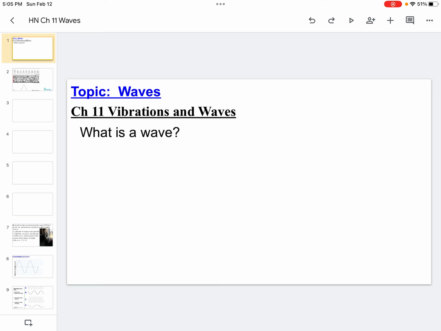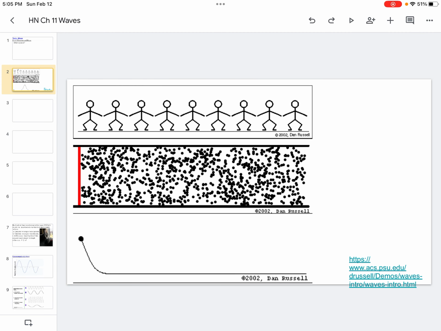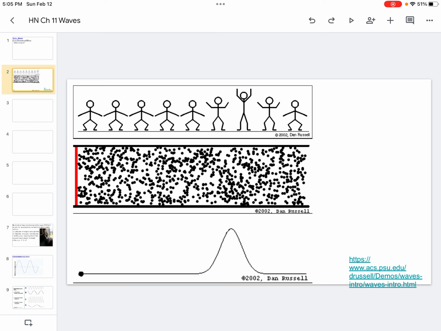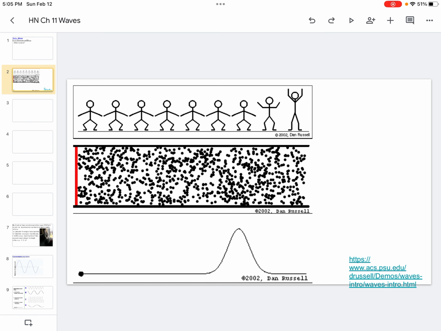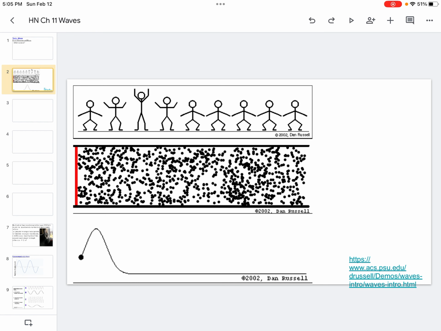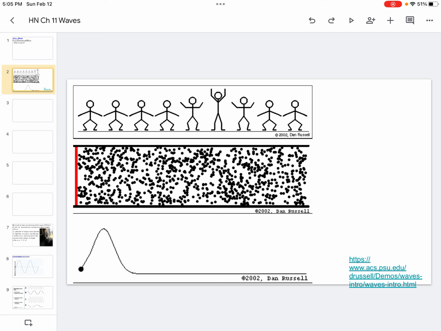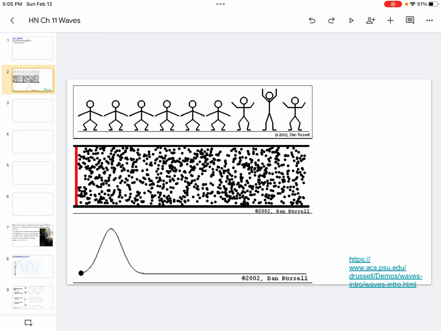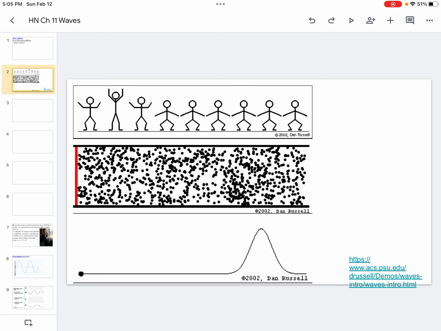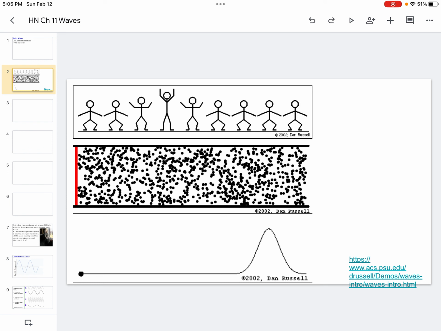If we look at some animations of waves, in the top one you've got people doing the wave. In the middle one you've got a wave traveling through matter. And in the bottom one you have a wave traveling along a string. Think about the particles and observe the particles in each one, and notice how the particles themselves move. And then consider how the wave moves.